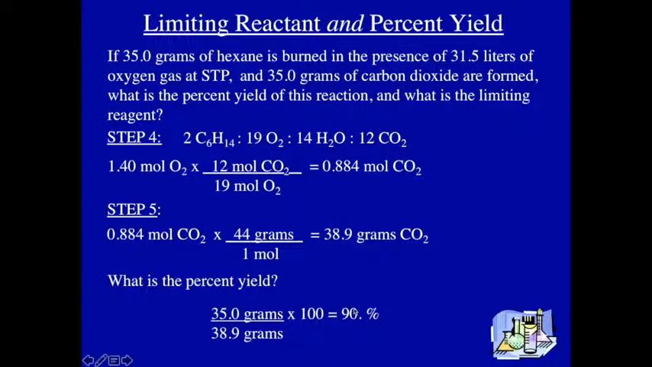And as we established earlier, the limiting reagent is the oxygen. We don't have enough oxygen to burn all of this hexane. So what would happen, eventually the hexane would just stop burning, we'd run out of oxygen. End of the reaction.